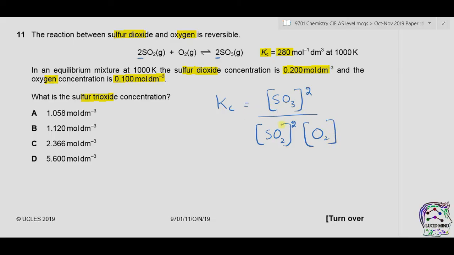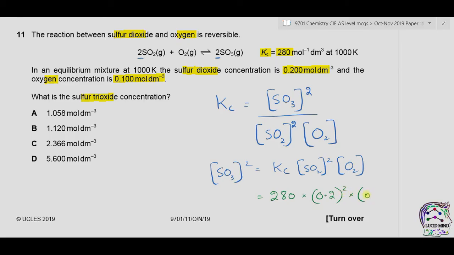By rearranging, we can find the concentration of SO3. So it will be Kc into SO2 squared into O2. Now by putting values, the value of Kc is given as 280, SO2 is also given as 0.2, oxygen is given as 0.1. So it becomes 1.12.